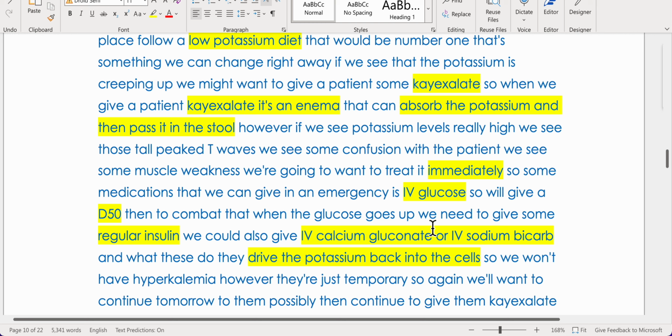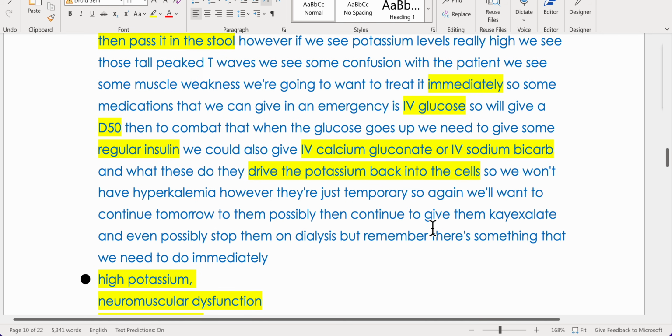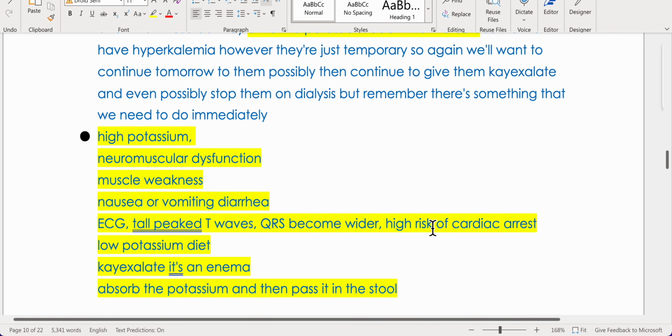When the glucose goes up, we need to give some regular insulin. We could also give calcium gluconate or sodium bicarb. And what these do, they drive the potassium back into the cells, so we won't have hyperkalemia. However, they're just temporary, so again, we'll want to continue to monitor them, possibly then continue to give them K-exalate, and even possibly start them on dialysis. But remember, there's something that we need to do immediately.